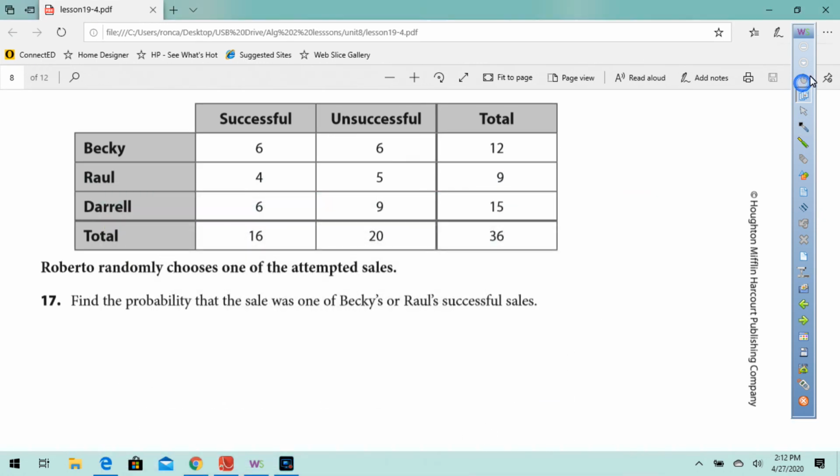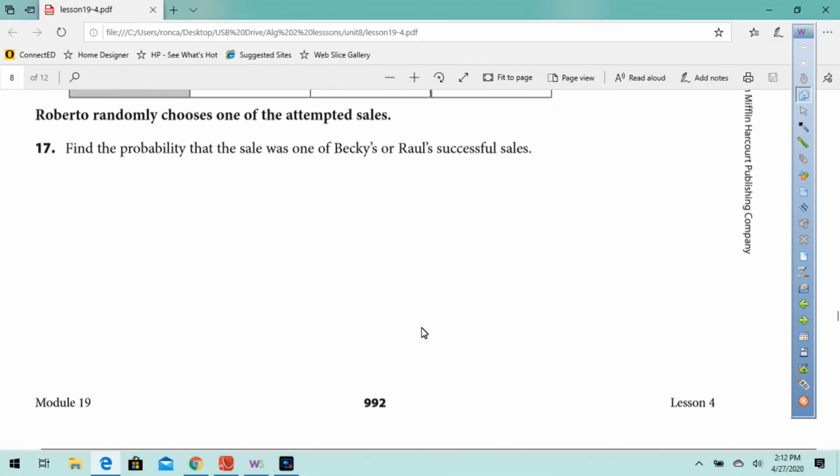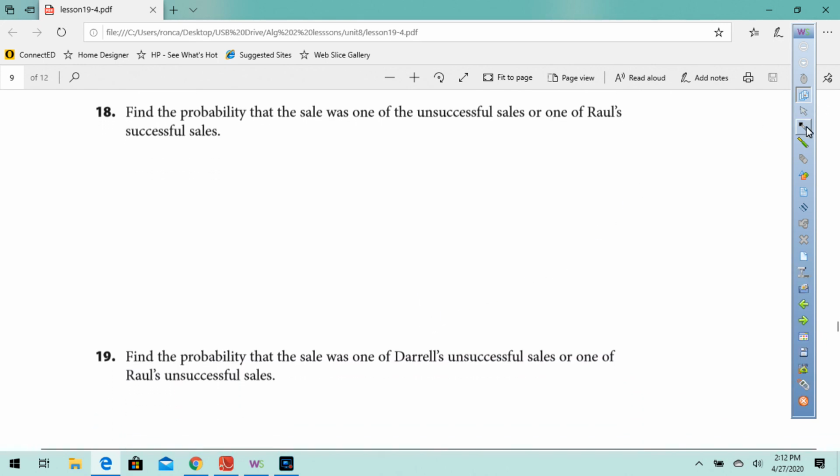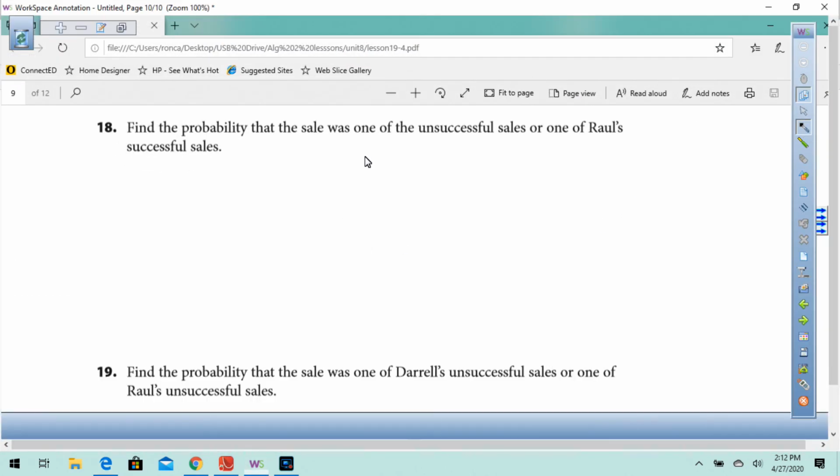All right, let's try number 18. Number 18. Find the probability that the sale was one of an unsuccessful sale or one of Raul's successful sales. Okay. We're going to let y'all do 18, 19, 20, and 21. And that's 4 problems, okay?